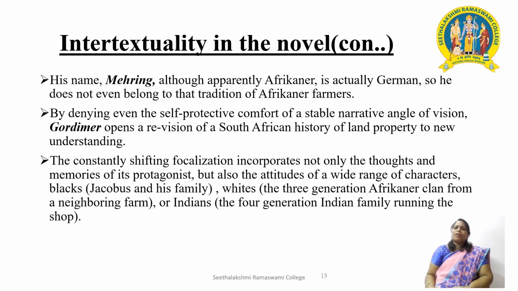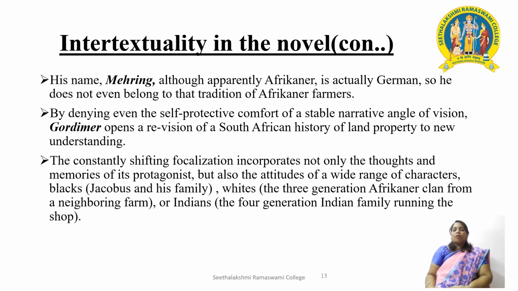So, land. What is the importance of the land? Because everyone wants to have their own property. Why not the black people? Black people are very poor in that country, but they want to be the owners of the land. And this will be understood by the reader while reading this novel. The constantly shifting focalization incorporates not only the thoughts and memories of his protagonist, but also the attitudes of a wide range of characters: blacks, whites and Indians, and four generations of Indians are also understood here.